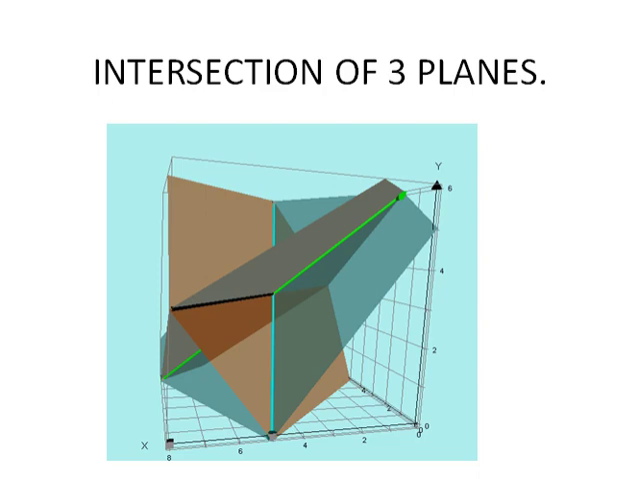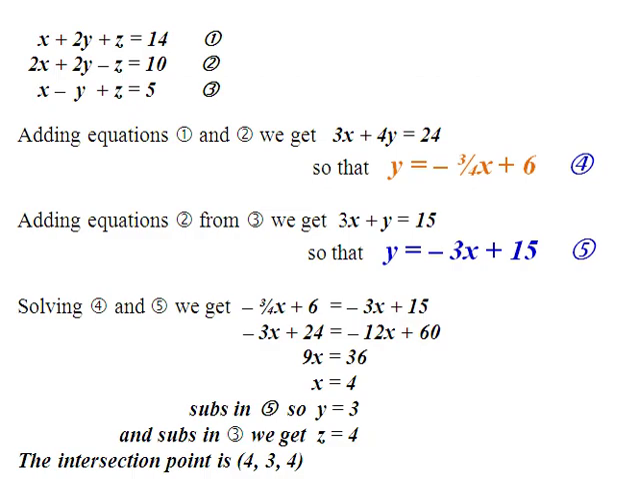We're going to look at the intersection of three planes. Consider these three equations. If I add these two equations, I eliminate z and obtain this equation here. Now normally I would leave that as it is, but for the purpose of this demonstration I want to change it into the form y equals mx plus c.